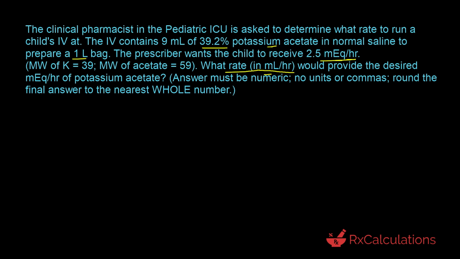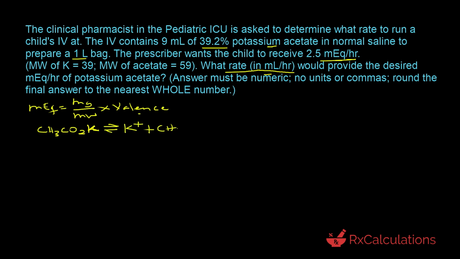So to determine the milliequivalents, we first need to recall that milliequivalents is equal to the quantity of the substance in milligrams divided by the molecular weight times the valence. So we need to determine the valence here, and we're going to use the formula for potassium acetate. So potassium acetate is essentially CH3CO2K, the potassium. And when you put this in an aqueous environment, it's going to dissociate into the potassium cation and then the acetate anion. Now if you need a more extensive review on milliequivalents calculation, I'm going to put a few links in the description and also link it in the cards.